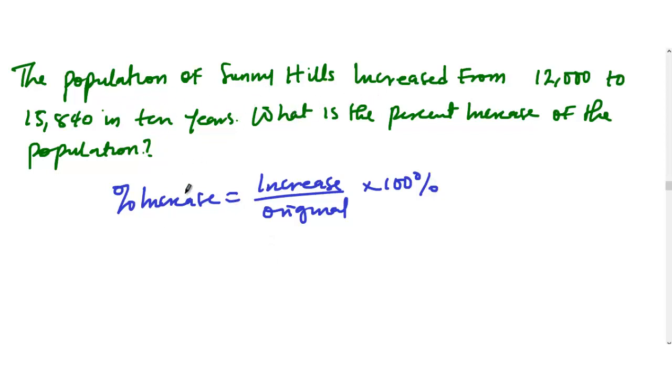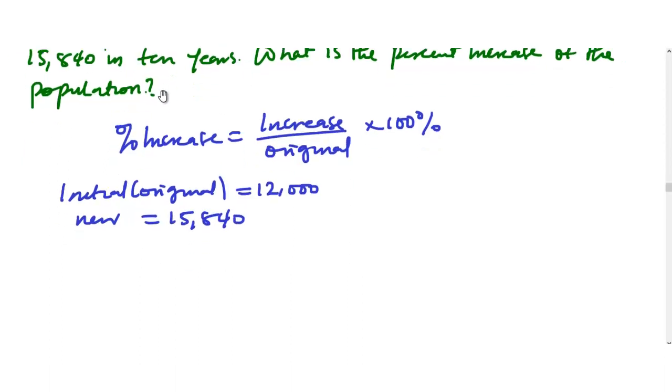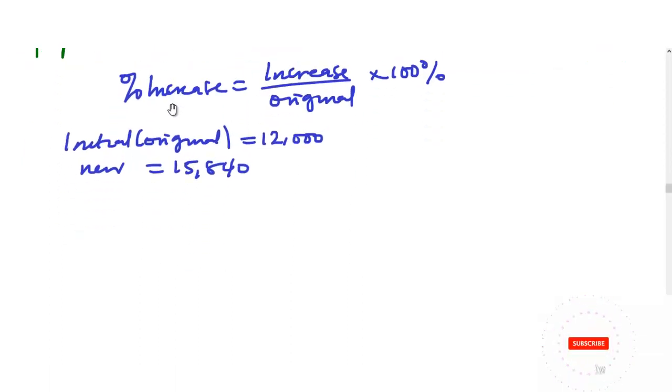So the population of Sunny Hills increased from, so the initial, also known as the original population, is what? 12,000. Then the new population will be what? 15,840. So we can calculate the increase from this information.